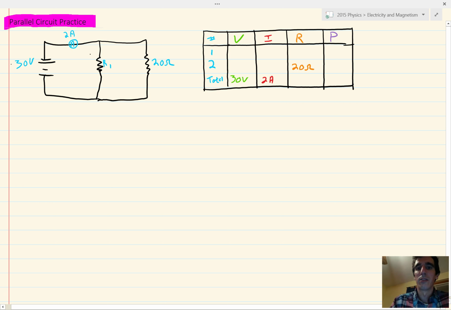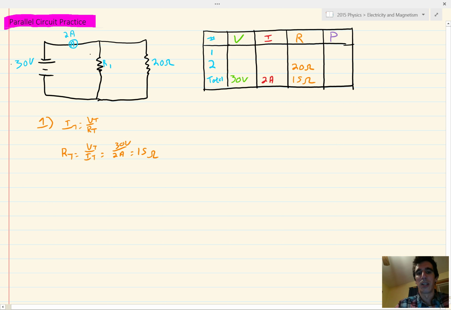So based on here, since we're given V and I, we could find the total resistance first. So for this, we'll find R total, and we're going to use Ohm's law. I total equals V total over R total. And if we switch the R and the I, we could solve for the R total. So we're left with R total is equal to V total over I total. 30 volts over 2 amps gives us 15 ohms. So R total is 15 ohms.